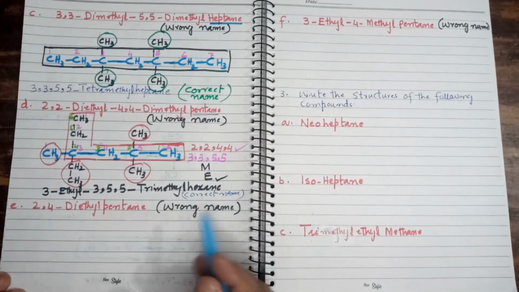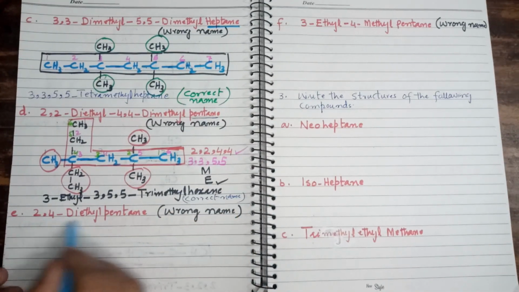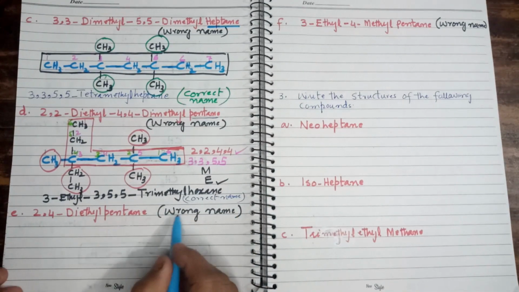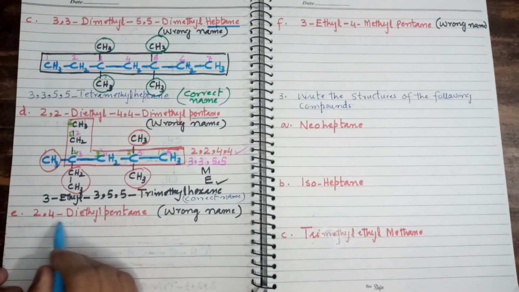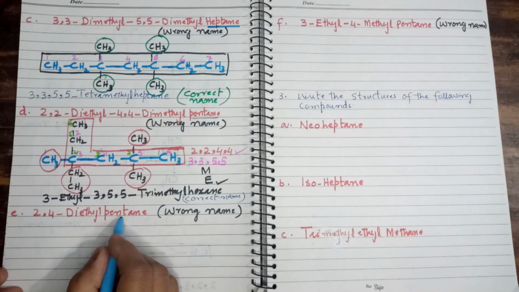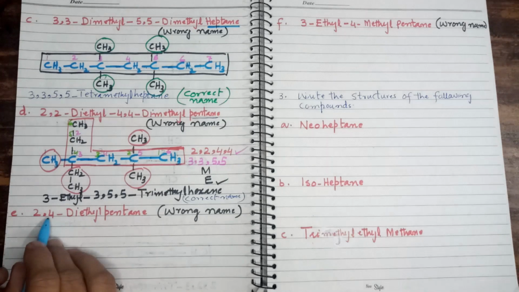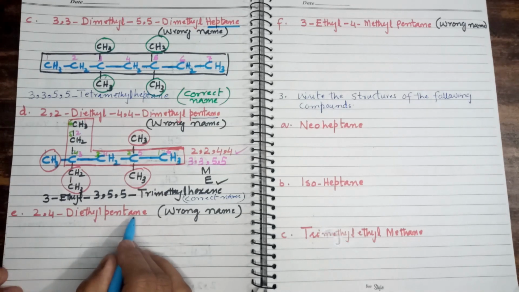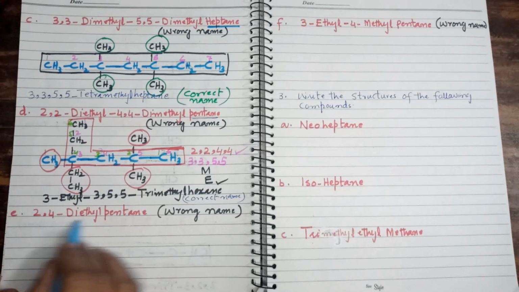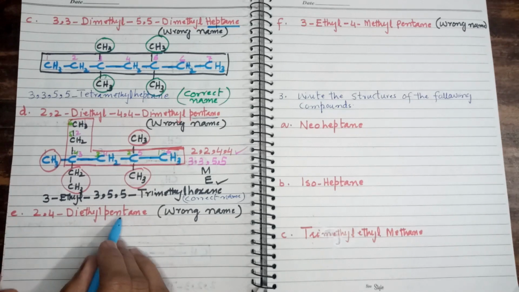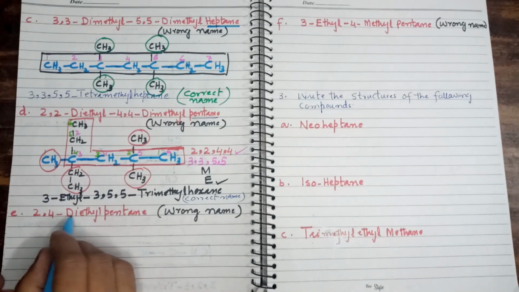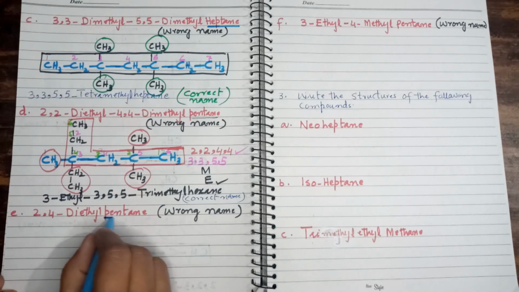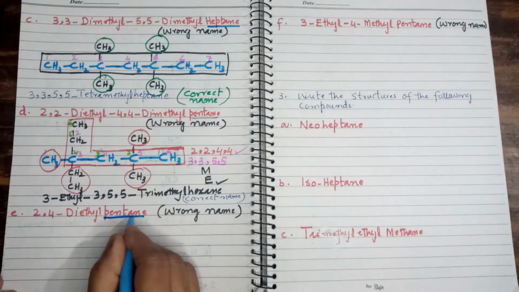Here again a name is given which is a wrong name, and we are asked to write the correct name and indicate what is the mistake in this name. Right, students? So first of all, we will write the structure of this given name. What is the parent chain, students? Here the last part of the molecule is the parent chain, pentane, right?